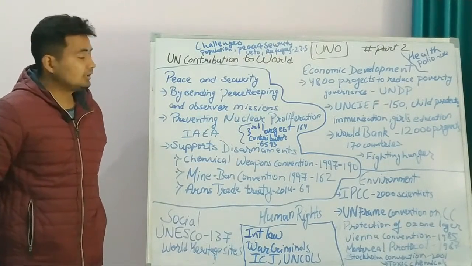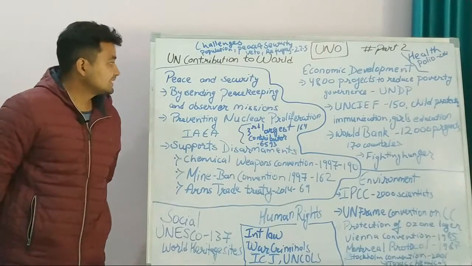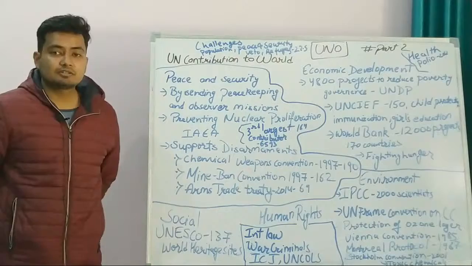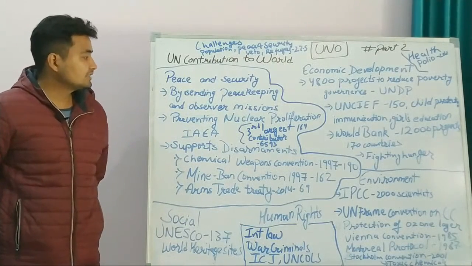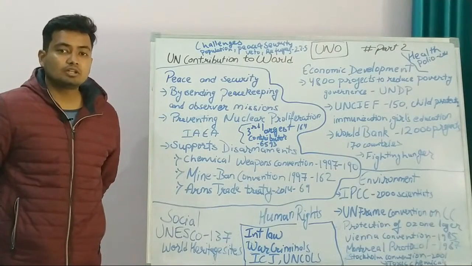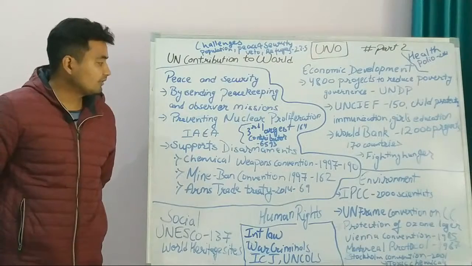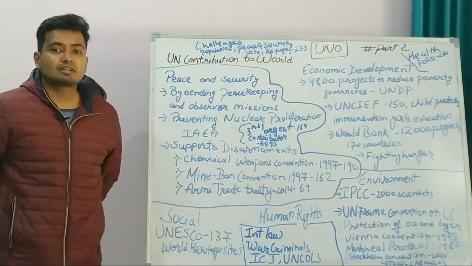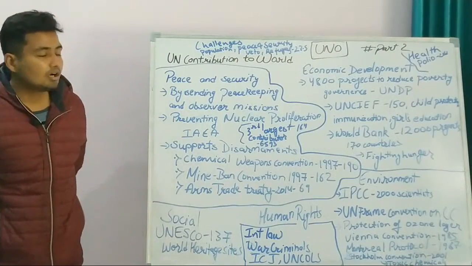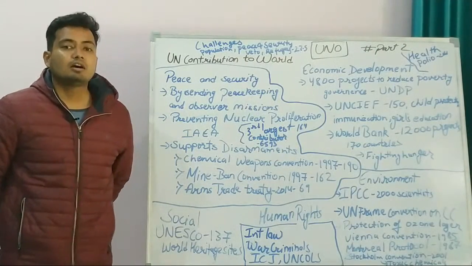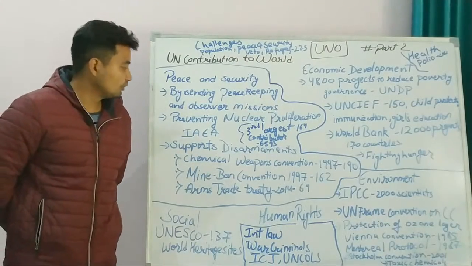First of all, in the case of peace and security, UNO keeps sending peacekeeping and observer missions to various countries, and India is the third largest contributor to the UN peacekeeping missions. Around 6,593 volunteers from the Indian Army have gone into the missions, and the Indian Army has suffered the maximum casualties, that is 164.